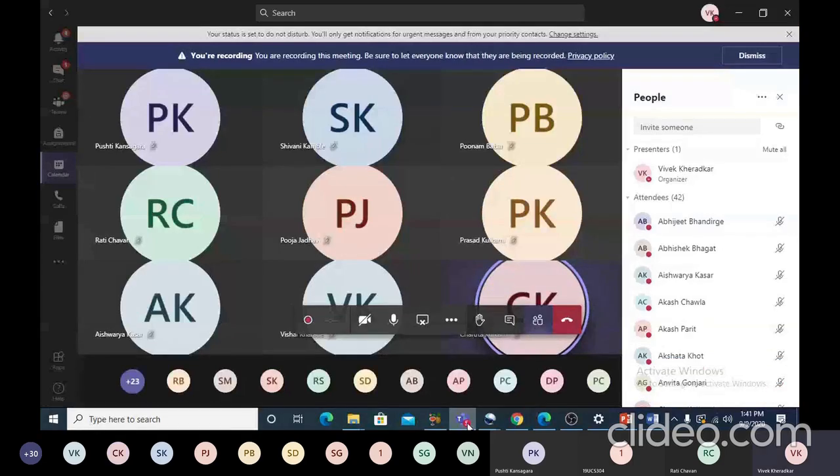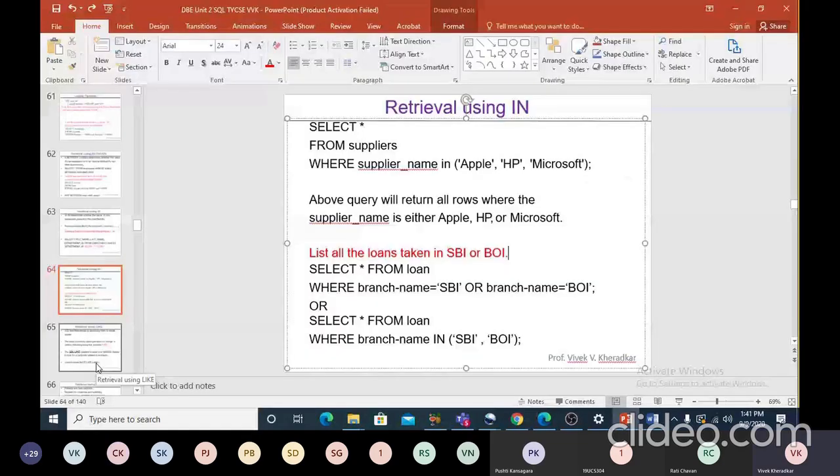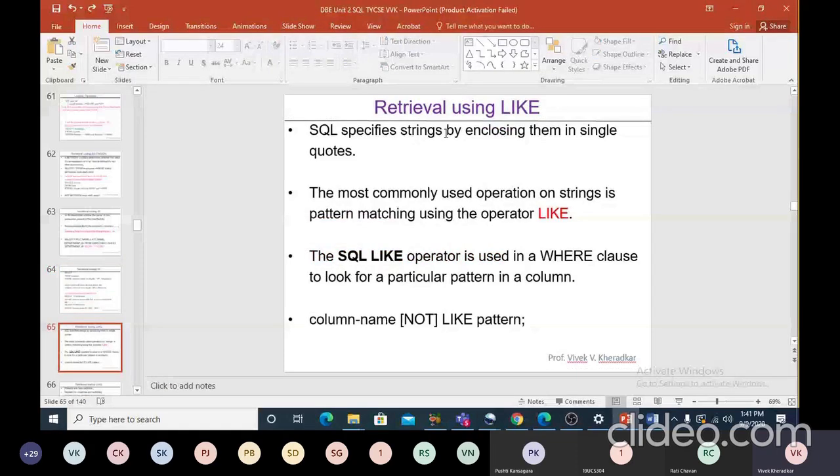Okay. Now the next topic, which is quite new for you, is retrieval using like. See, this is very important. Suppose you want to retrieve some data. As you know, what is the use of the equal operator in the where condition? Yes, tell me. It will compare the value, but it will compare the exact value, right? Whichever value is present on the right hand side, it will compare that whole value, right?